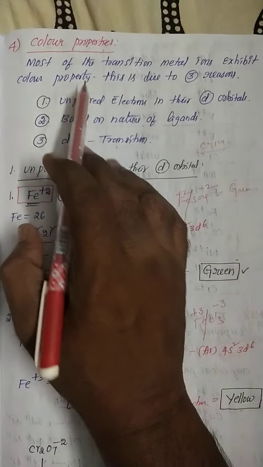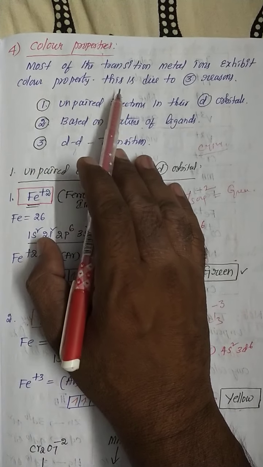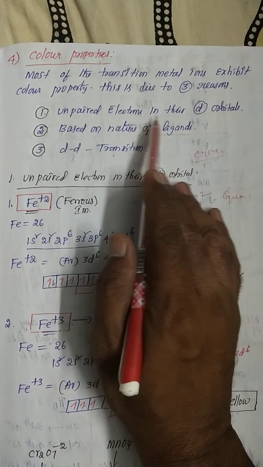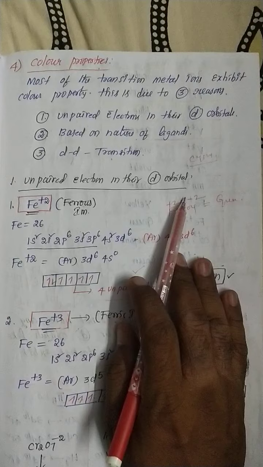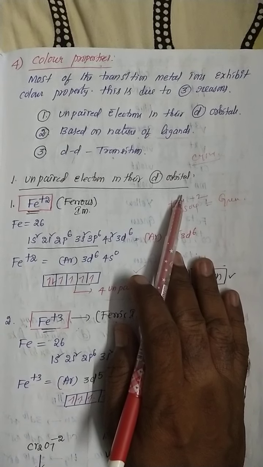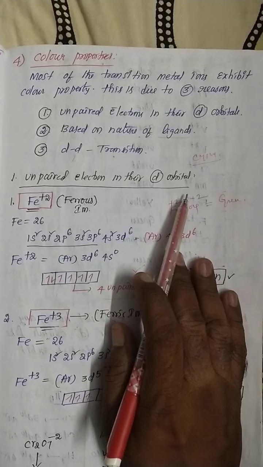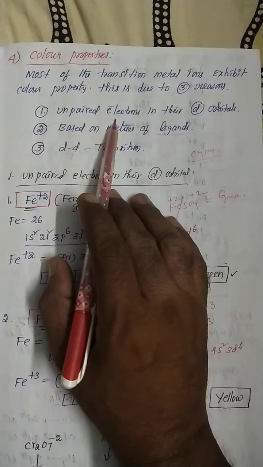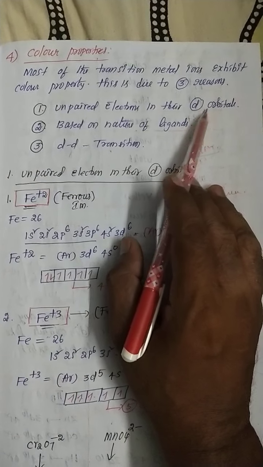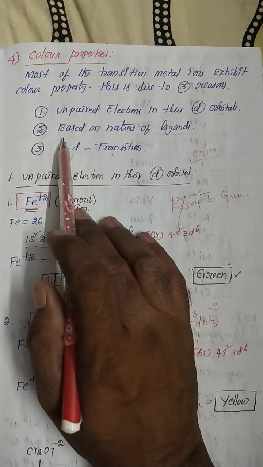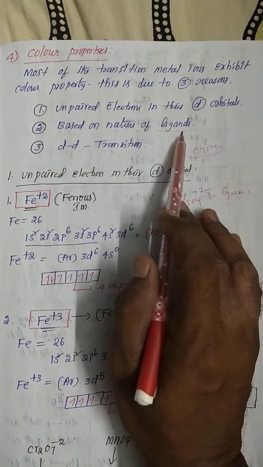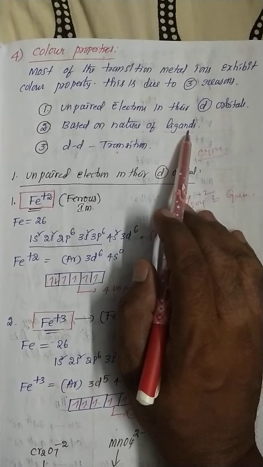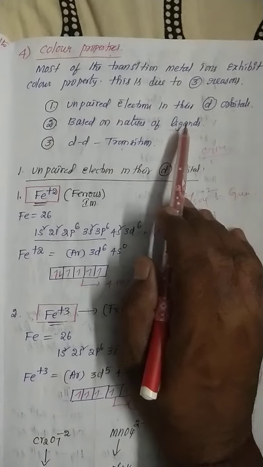So my dear students, see here, the color property is due to three reasons. Number one reason is the unpaired electrons present in the d orbital. How the unpaired electrons decide color behavior in transitional metal ions, later we will discuss. Number one reason is unpaired electrons present in the d orbital, definitely that compound exhibits color. And second one is based on the nature of the ligands. Ligand is also very important, especially this word comes in complex coordination compounds.